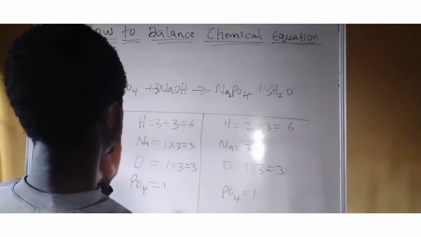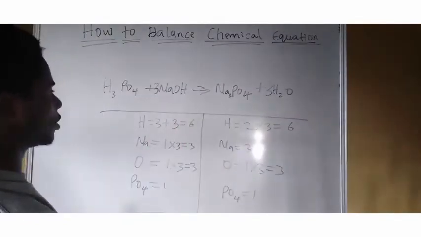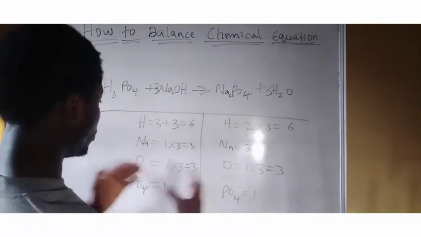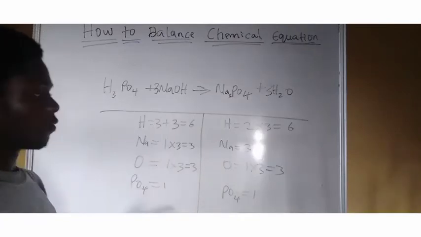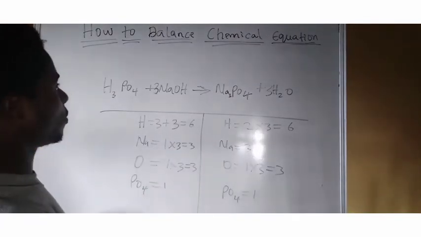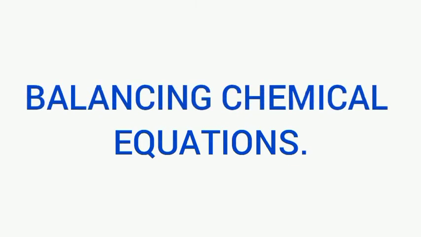So from what we've done right now, we have 6 atoms of hydrogen on both sides of the equation, 3 atoms of sodium on both sides of the equation, then we have 3 atoms of oxygen on both sides of the equation, then our PO4, 1 each on both sides of the equation. So now from all this so far, this equation is balanced. I hope this made it easier for you to figure out how to balance an equation.